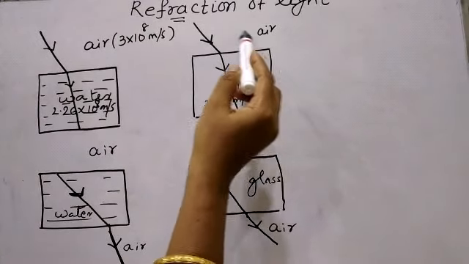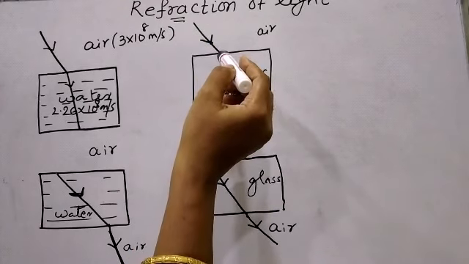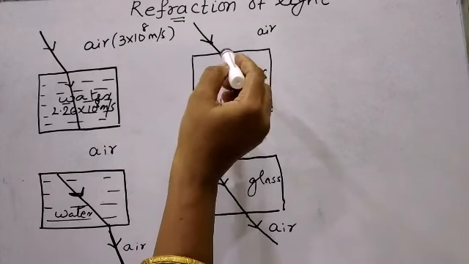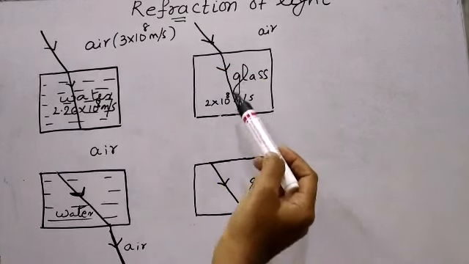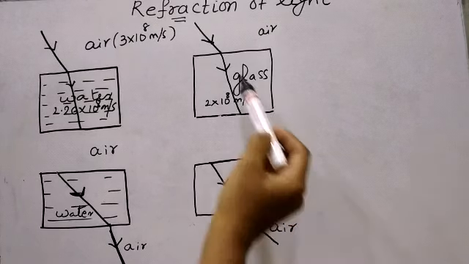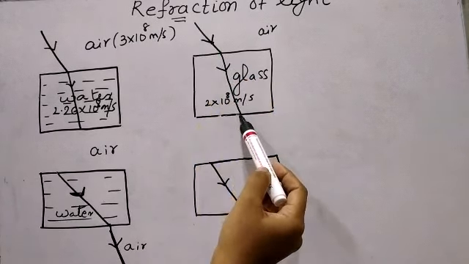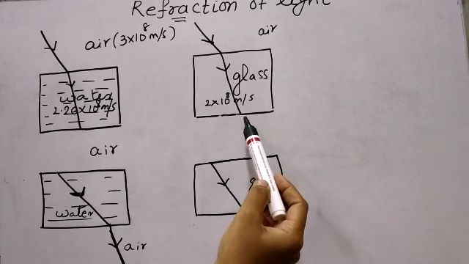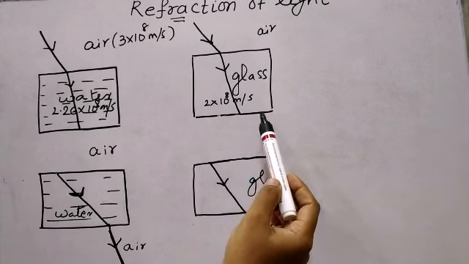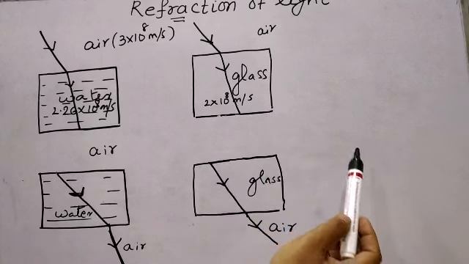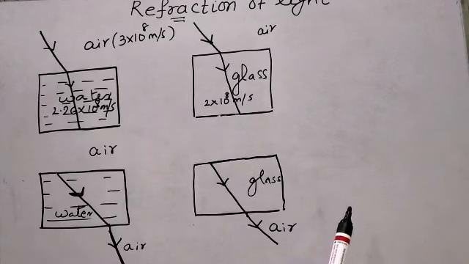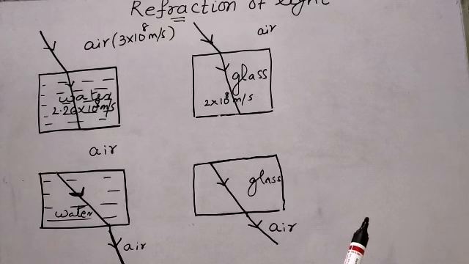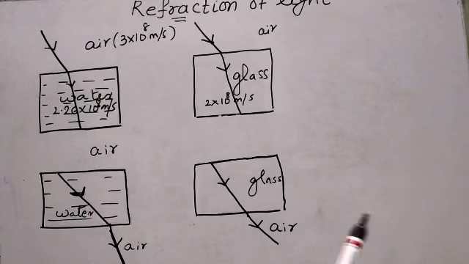Similarly, look at air and glass. If we consider air as a medium, what is the velocity of light in air? 3 into 10 raised to 8 meters per second. But as soon as it enters glass, its velocity changes. It travels with a speed of 2 into 10 raised to 8 meters per second. So the change in the direction of ray of light happens because the velocity of light is different in different mediums. So what is meant by refraction of light? The change in the direction of ray of light when it travels from one transparent medium to another transparent medium is called refraction of light.